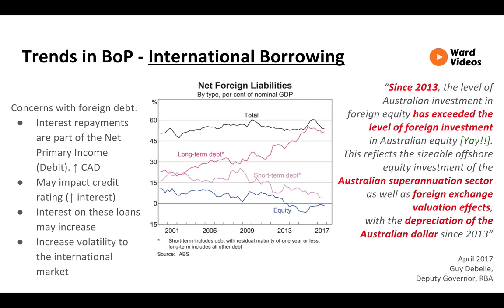Guy Debelle, Deputy Governor of the RBA, talked about this in April 2017. Since 2013, the level of Australia's investment in foreign equity has exceeded the level of foreign investment in Australian equity. Yay. This reflects the sizable offshore equity investments of the Australian superannuation sector, as well as foreign exchange valuation effects, with the depreciation of the Australian dollar since 2013. This is good news. Go us!